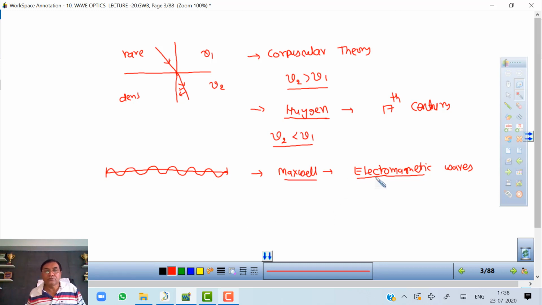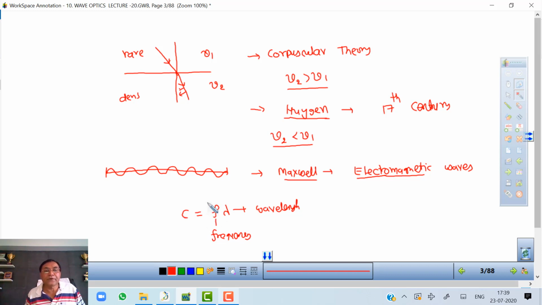And in vacuum, all the waves with different wavelengths have the same velocity. But when it enters a medium, different wavelengths have different velocities, because velocity is equal to f lambda, where f is the frequency and lambda is the wavelength. So when you change from one medium to another medium, velocity changes.